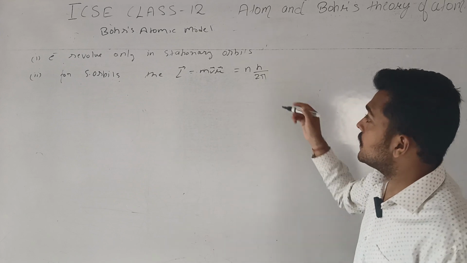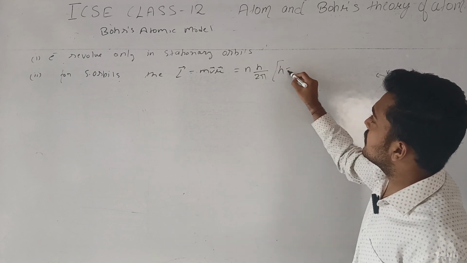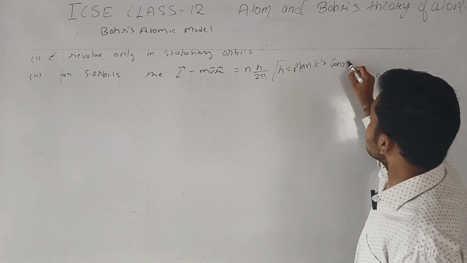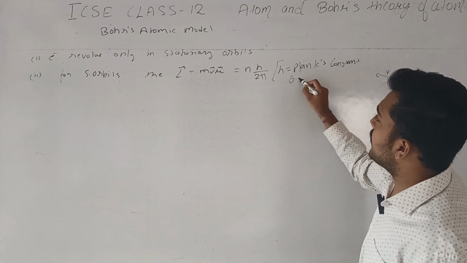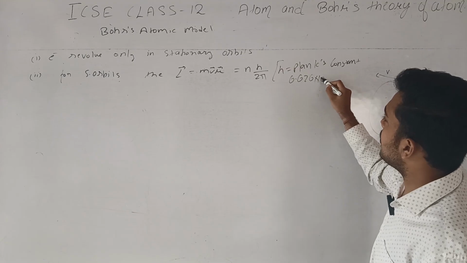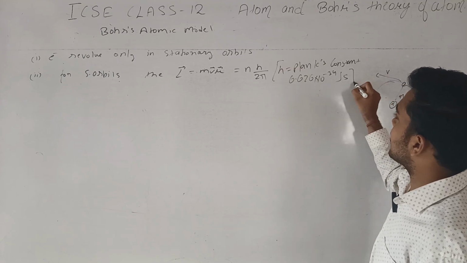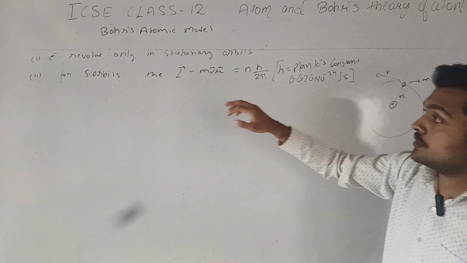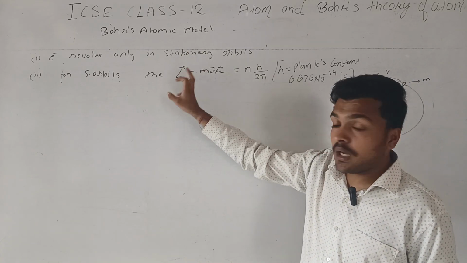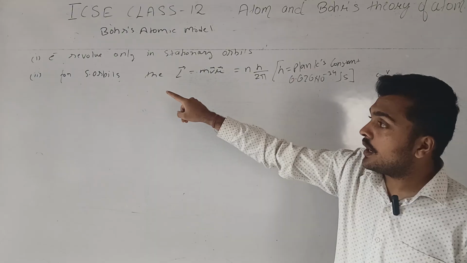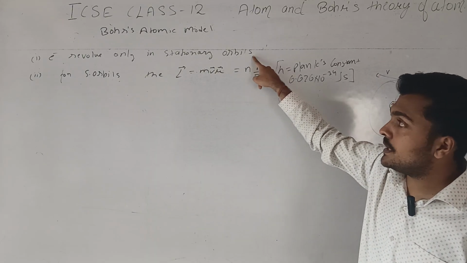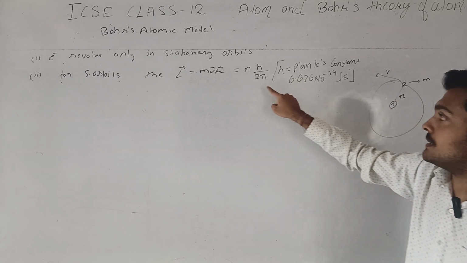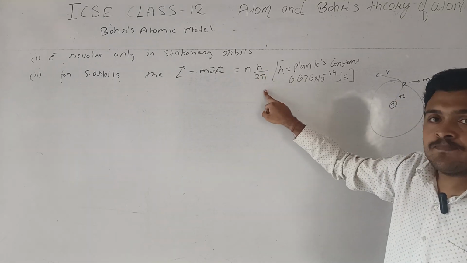What is h? h is a constant known as Planck's constant, whose value is around 6.626 into 10 raised to power minus 34 joule second. So according to Niels Bohr, electrons revolve only in stationary orbits, and for stationary orbits, the angular momentum is an integral multiple of h by 2 pi.